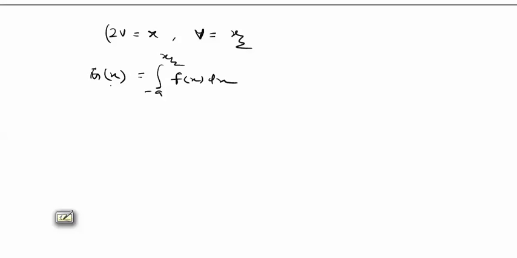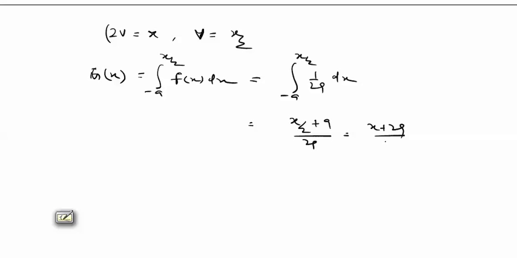gx, the PDF of the second one. Once I put it, then minus a to x by 2, the value of fx is 1 upon 2a. By solving this integration, we get x by 2a plus a upon 2a, that is x plus 2a upon 4a, the value of gx. Then we draw these two diagrams for selecting the given option.